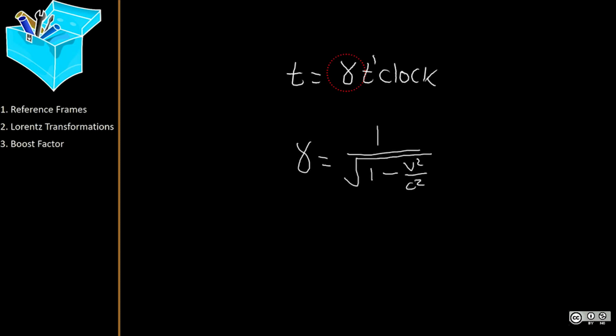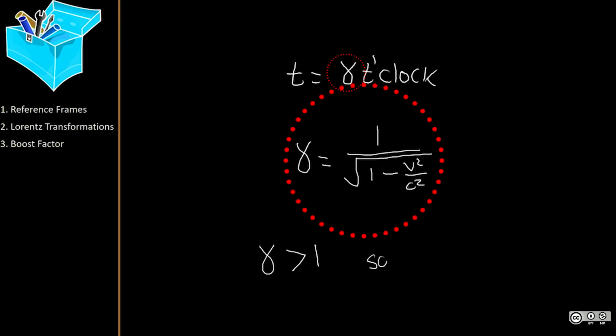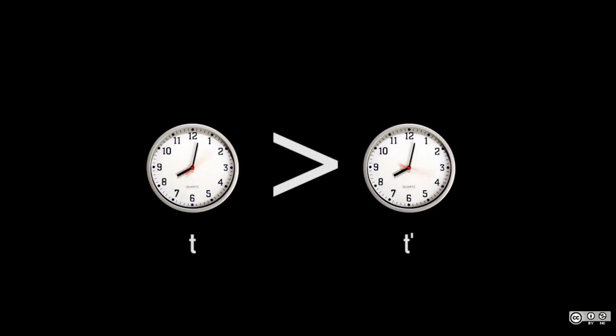We can see quite clearly by looking at the equation that gamma will always be a value greater than 1. This means that the stationary observer will always observe a longer time, making time tick faster for him compared to the moving passenger, reiterating that moving clocks tick slower.